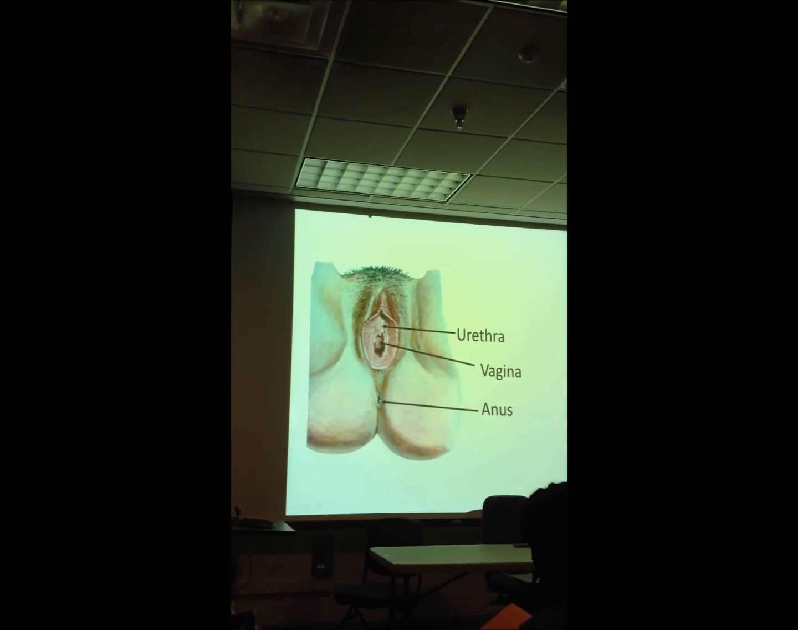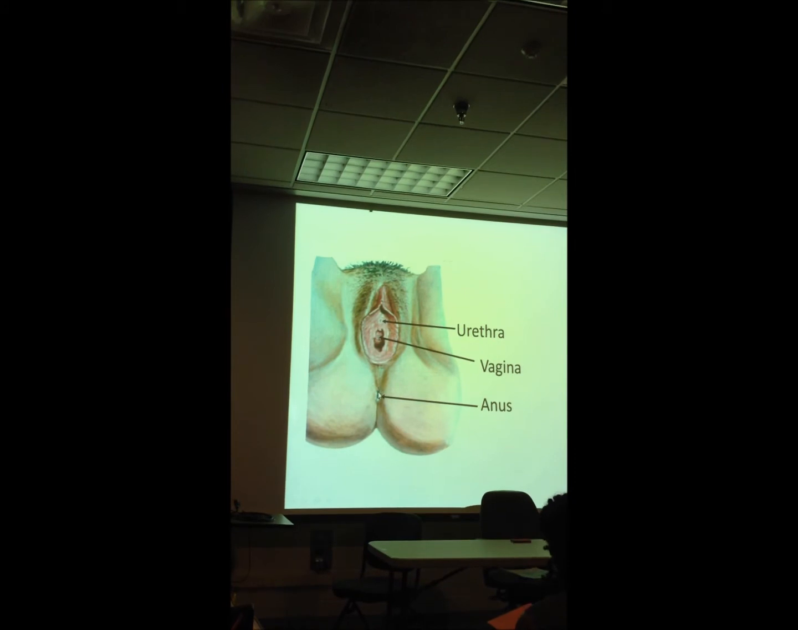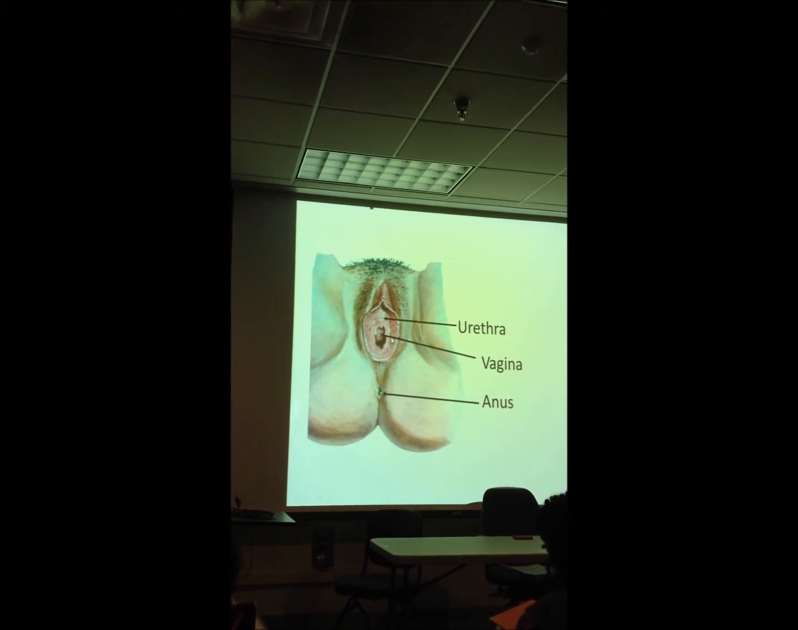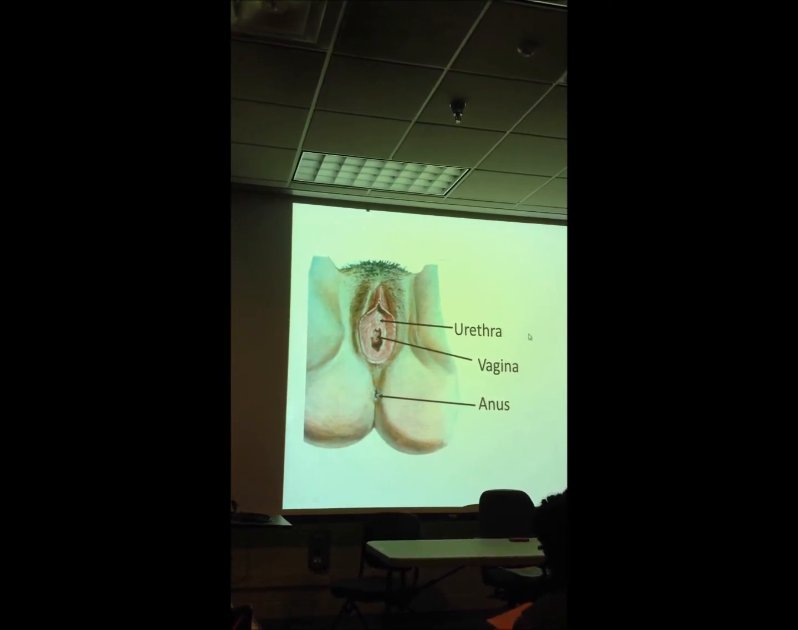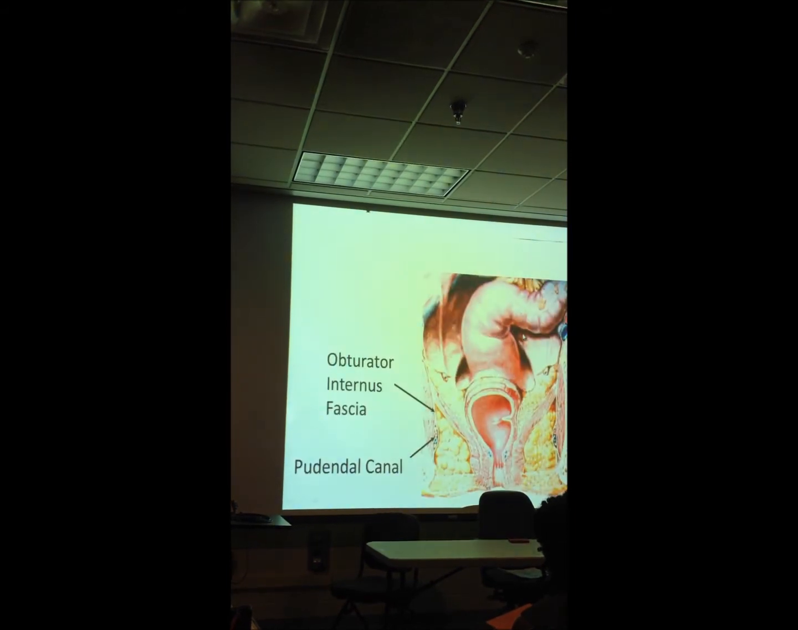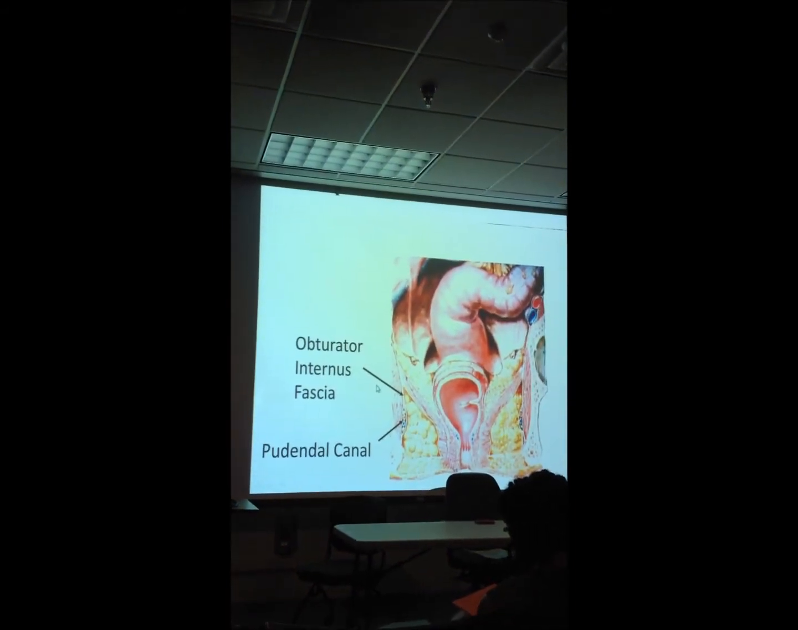And the urethra is going to be anterior, the anus is going to be posterior, and in between the two is where the vagina is going to be positioned, okay? So we need to be aware of those things. This is something that is almost intuitive, I think. Okay?